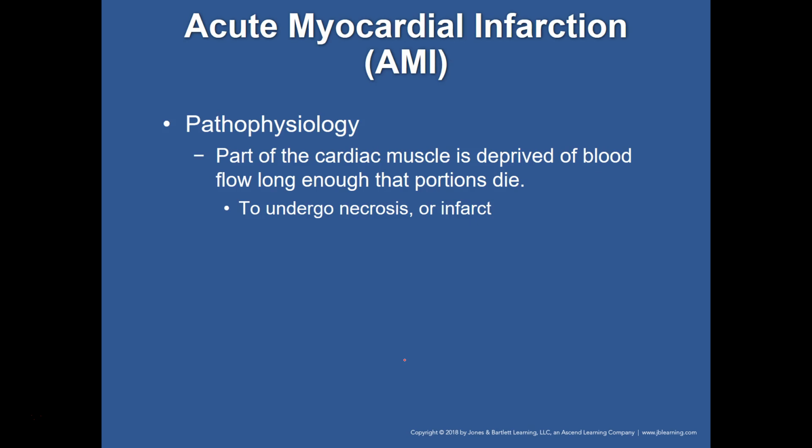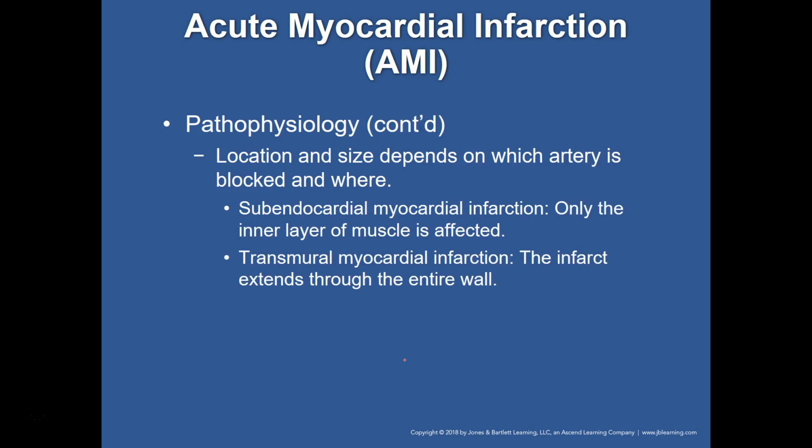So AMI, pathophysiology. In an MI, the heart attack, part of the cardiac muscle is deprived of the coronary blood flow. We know that all those coronary arteries is what feeds that heart, right? So if all of a sudden one of them becomes clogged up and blocked up, the thrombus, you're going to be depriving that portion of the heart from the oxygen and nutrients that it needs. So what happens is it's deprived of coronary blood flow long enough that portions of the muscle die. So once again, that's what we talk about where things like necrosis start to happen. And then you get that big word, that infarction word. That's not good. So location and size depends on which artery is blocked and where.